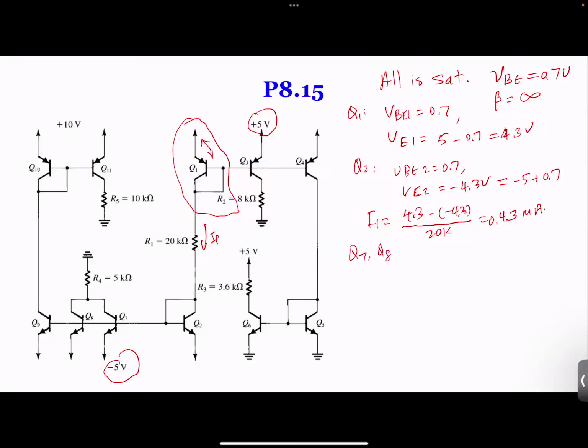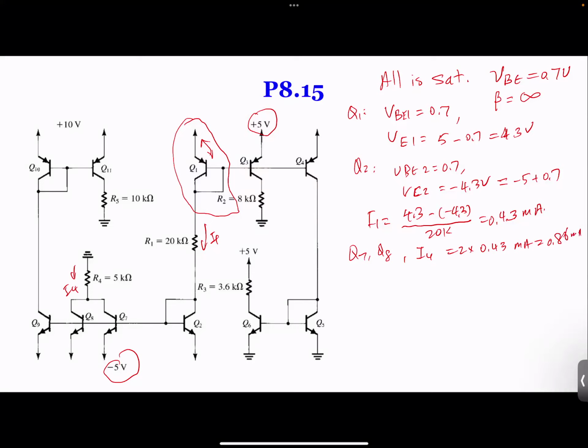So Q7 and Q8 are going to have the same current. Therefore, we got I4. I4 is going to double. It's going to be 2 times 0.43 milliamps. It's going to be 0.86 milliamps.